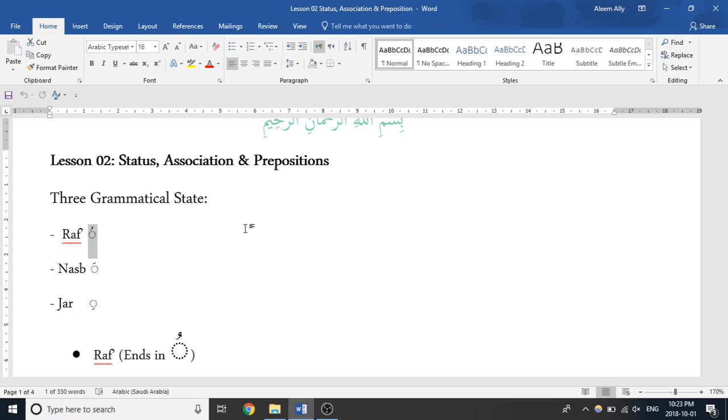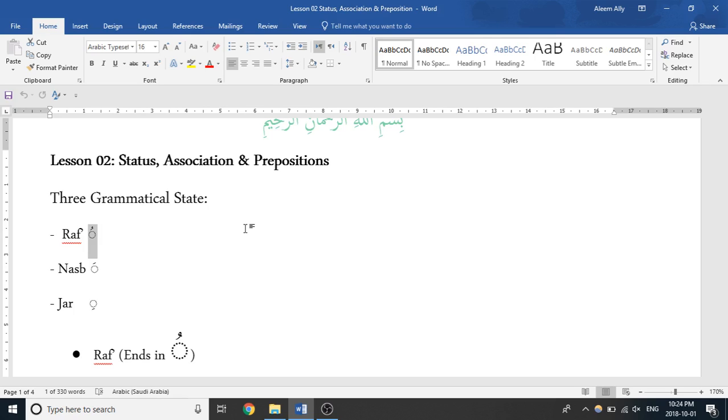We talked about definiteness and how there are 2 parts to it: indefinite and definite. Indefinite is when you're referring to something that's not specific, and definite is when you're referring to something that is specific. And we talked about all those signs. Now we're going to get into another property, and that is the state.